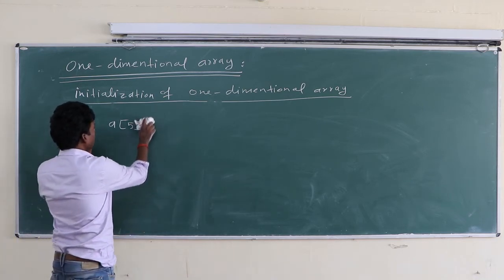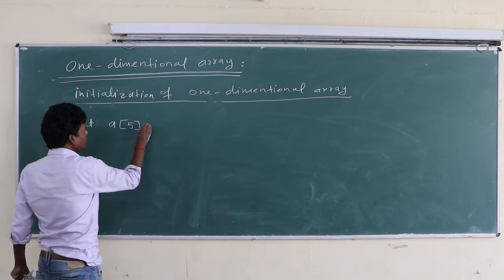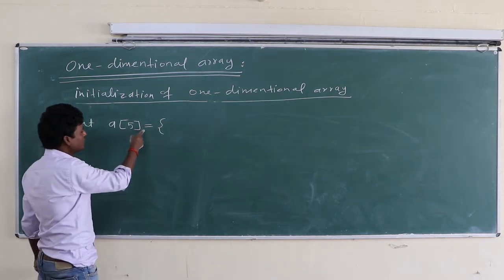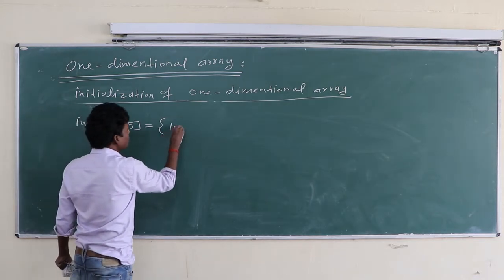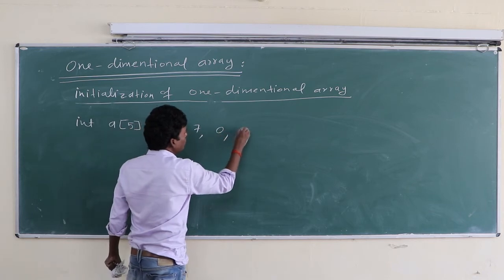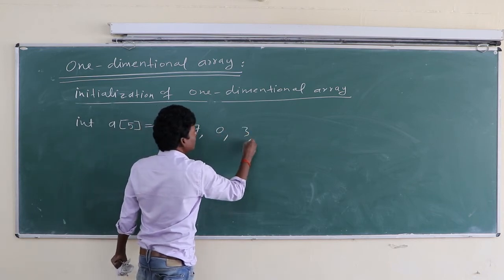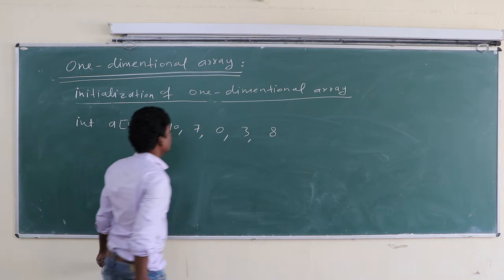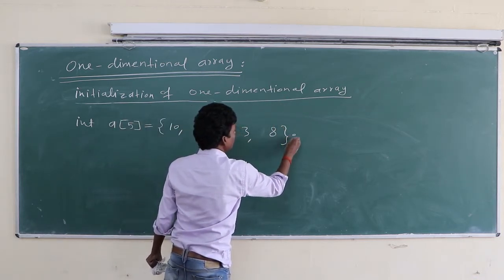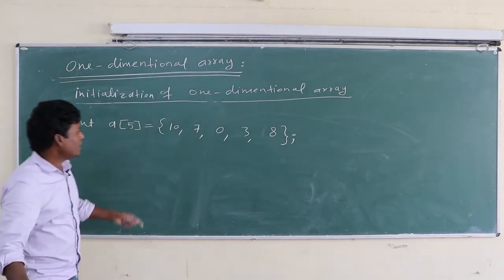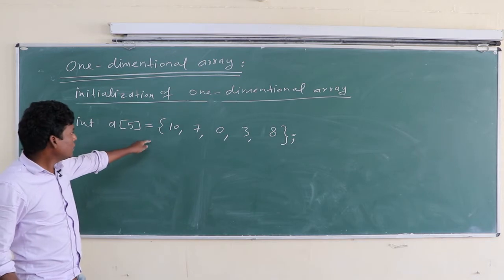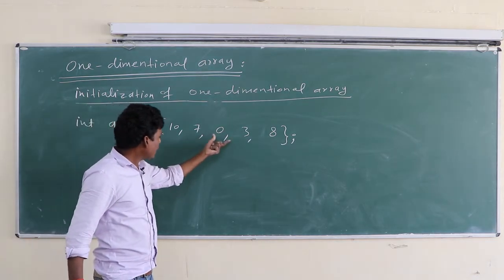So we remove the semicolon here, equal to, we can initialize up to 5 elements. Suppose the first element is 10, second is 7, 0, here is a 3, here is a 8. So there are 5 elements, curly bracket close, semicolon. In array initialization, we assign the values.